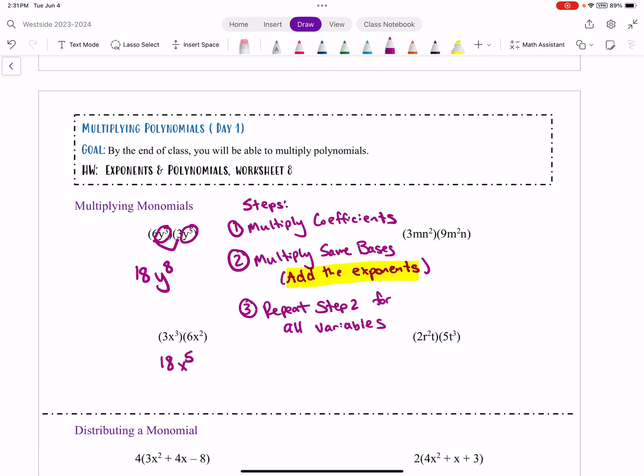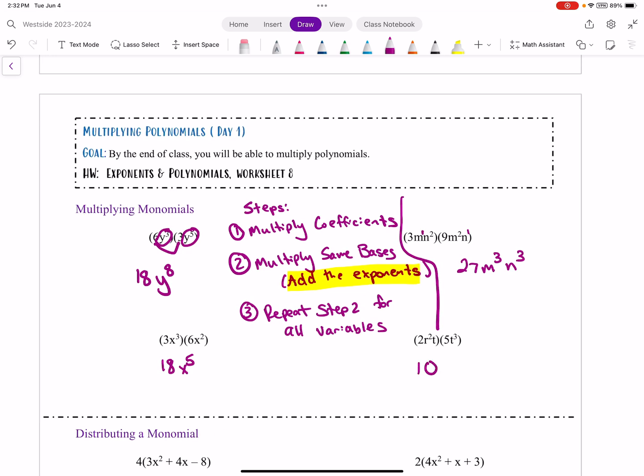We're going to go over here on that right side. So 3 times 9 is 27. This is technically an m to the 1 times m squared is m to the third. And then n squared times n to the 1 is n to the third. So 27 m to the third, n to the third. Down here on this last one, 2 times 5 is 10. The r squared has nothing to go with, so we're just going to attach that. T and t to the third makes t to the fourth. So 10r squared times t to the fourth, or 10r squared t to the fourth.